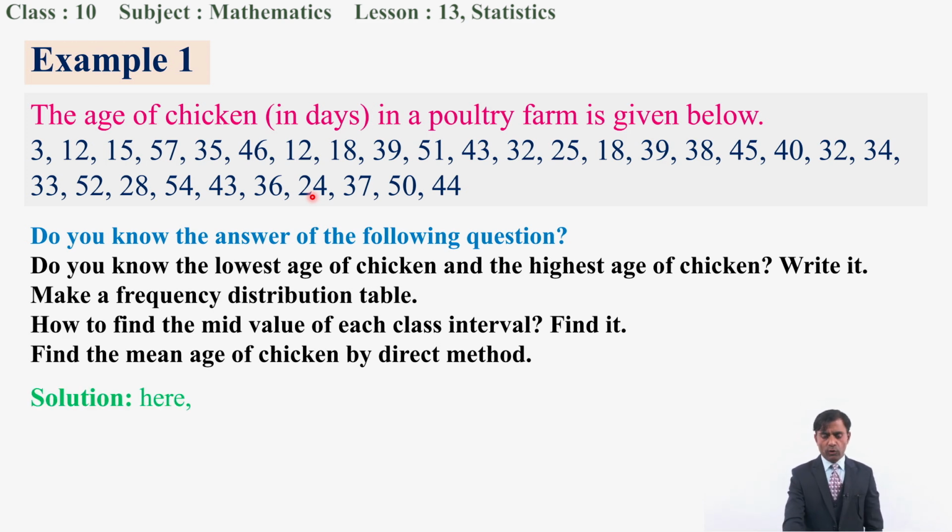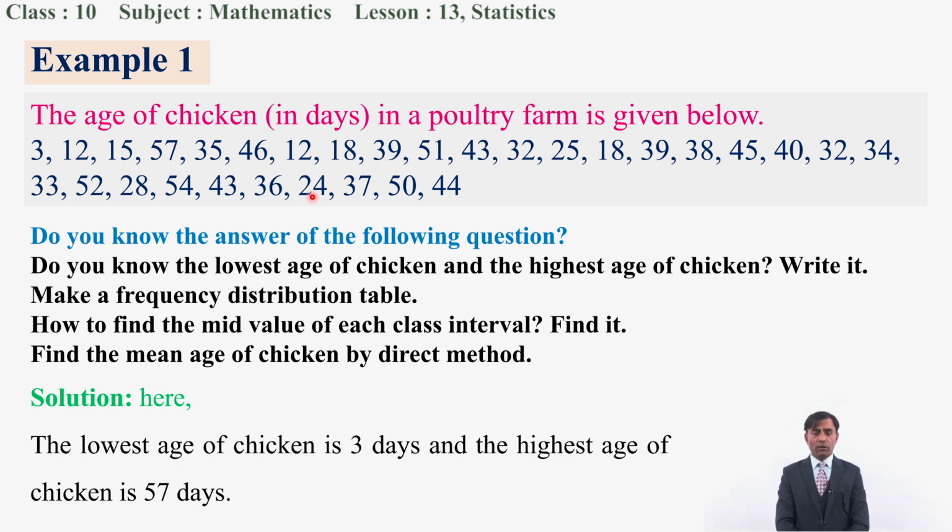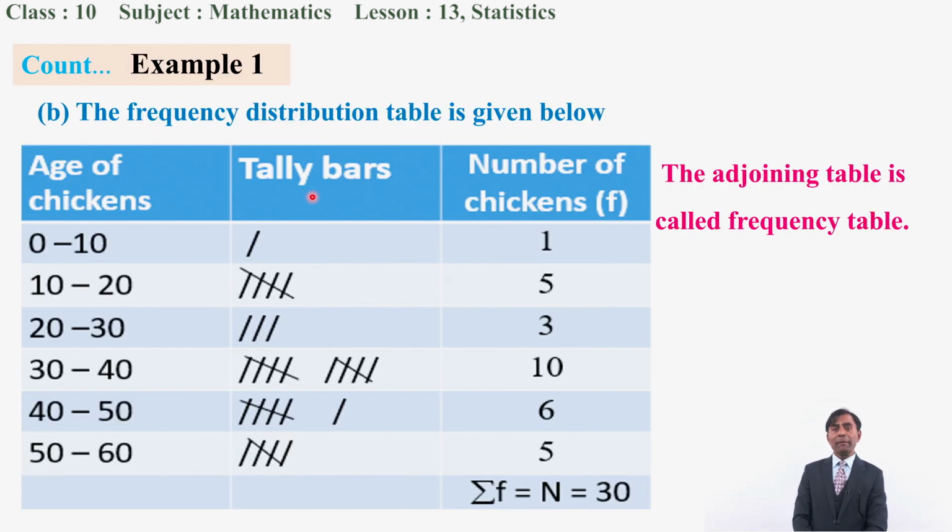First one, the lowest age of chicken here. As we have discussed, the lowest age of chicken is 3 days and the highest age of chicken is 57 days. After this, the frequency distribution table. Do you know the tally bar? If you have to make a frequency distribution table, we should first write the tally bar with a line. You know how to write tally bars.